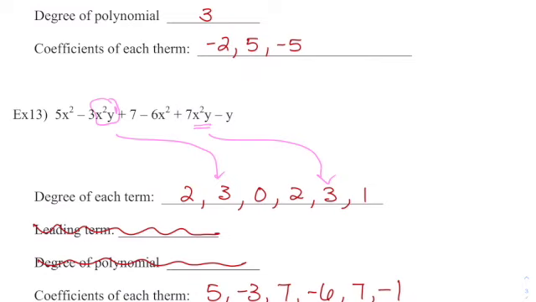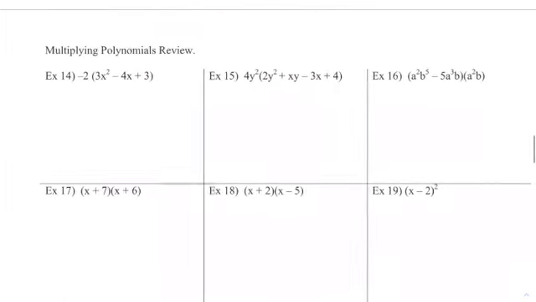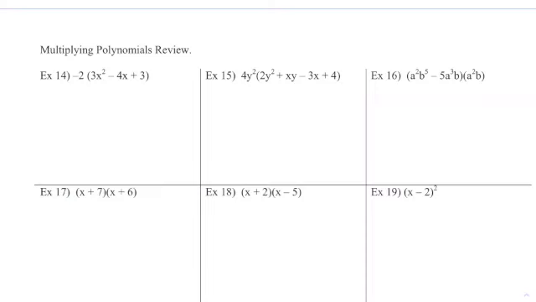Technically it's 3, but we are not going to talk about that. Coefficient of each term, which is going to be just the number in front of each term. So please double check. 14, just a quick review. We are going to distribute the monomial to a polynomial.